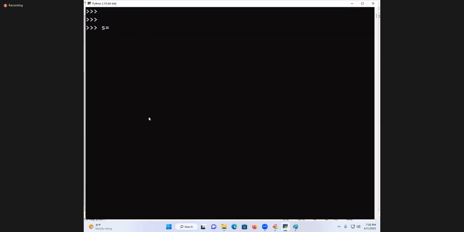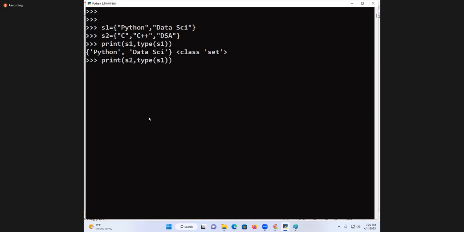Now see my concept. S1 is equal to, I am taking here Python, next data science. Data science is my subject. S2 is equal to C, C++, DSA, data structures and algorithms. Now here two sets are there. Print of S1, type of S1. You see, it is called S2, type of S2. Are you following? Now I am applying S3 is equal to S1 or S2.